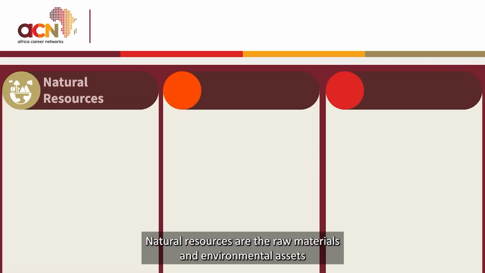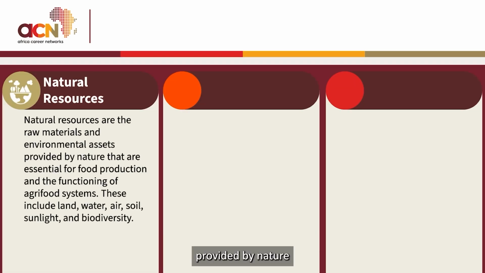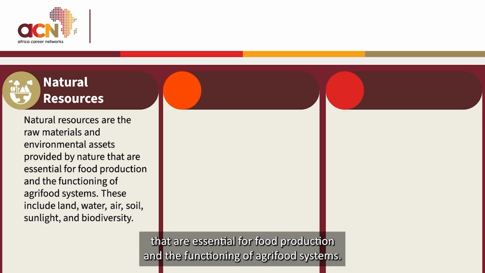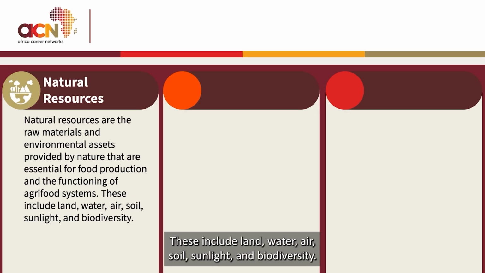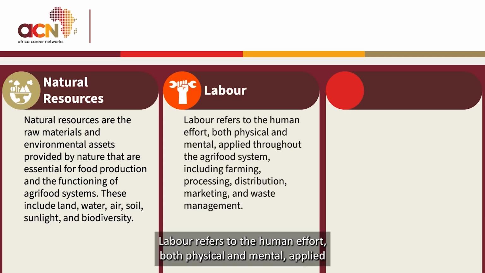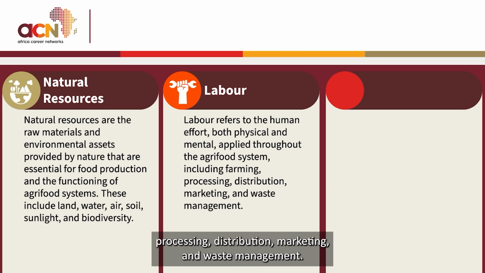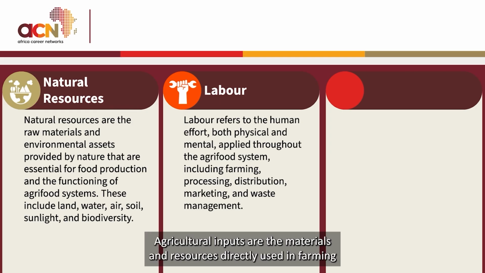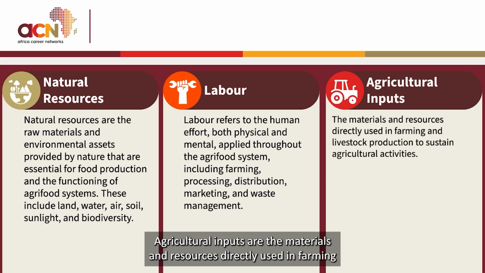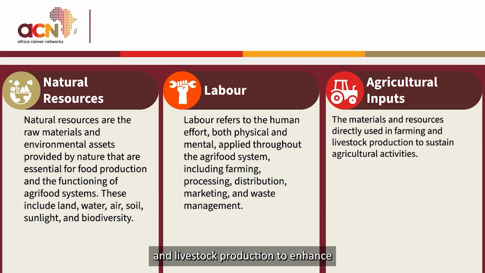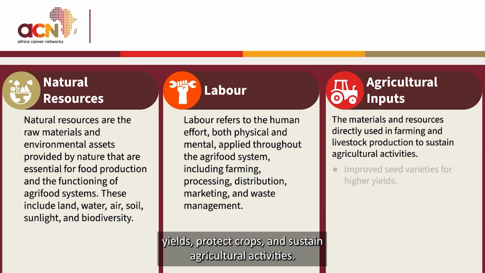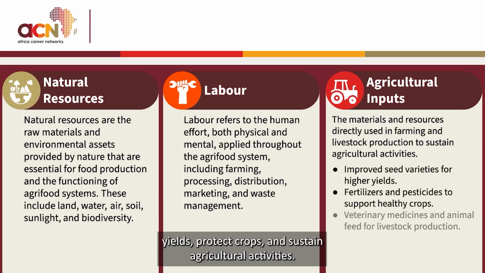Natural resources are the raw materials and environmental assets provided by nature that are essential for food production and the functioning of agri-food systems. These include land, water, air, soil, sunlight, and biodiversity. Labor refers to the human effort, both physical and mental, applied throughout the agri-food system, including farming, processing, distribution, marketing, and waste management. Agricultural inputs are the materials and resources directly used in farming and livestock production to enhance yields, protect crops, and sustain agricultural activities.